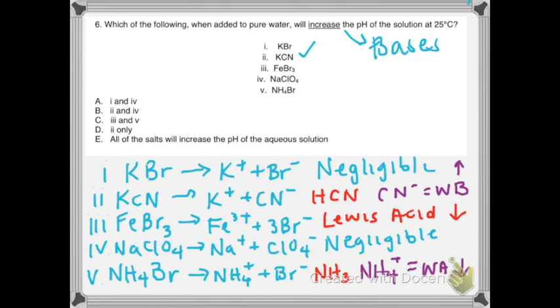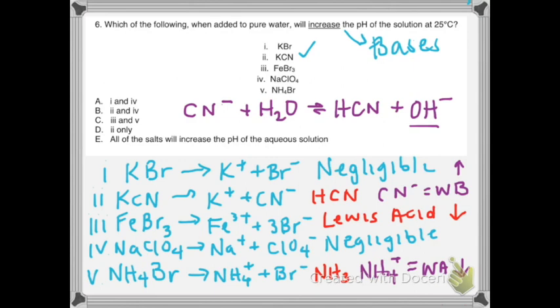Okay, so it seems like the potassium cyanide's the only salt that would give us a basic solution. And if you want to see the reaction for that, we can take the cyanide ions, mix them with water, and the cyanide will take a proton from the water and leave hydroxide behind. Okay, so the answer here is D, only that potassium cyanide.